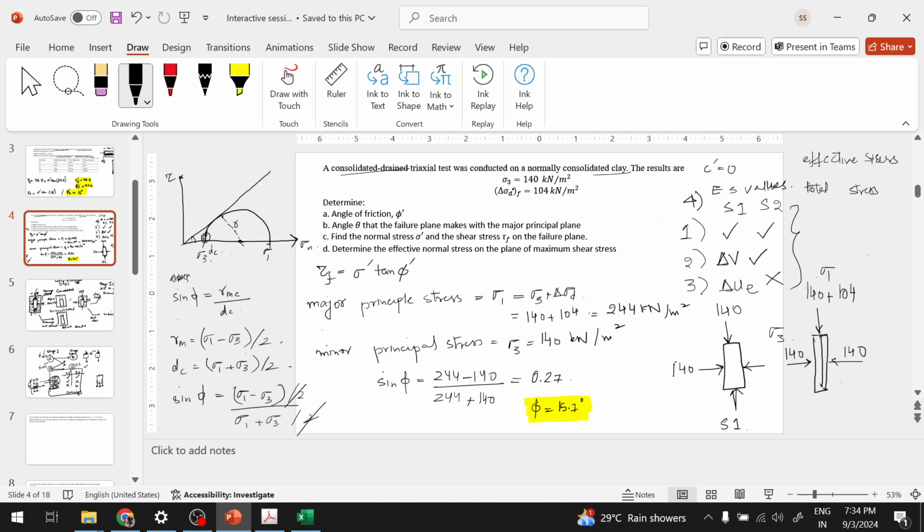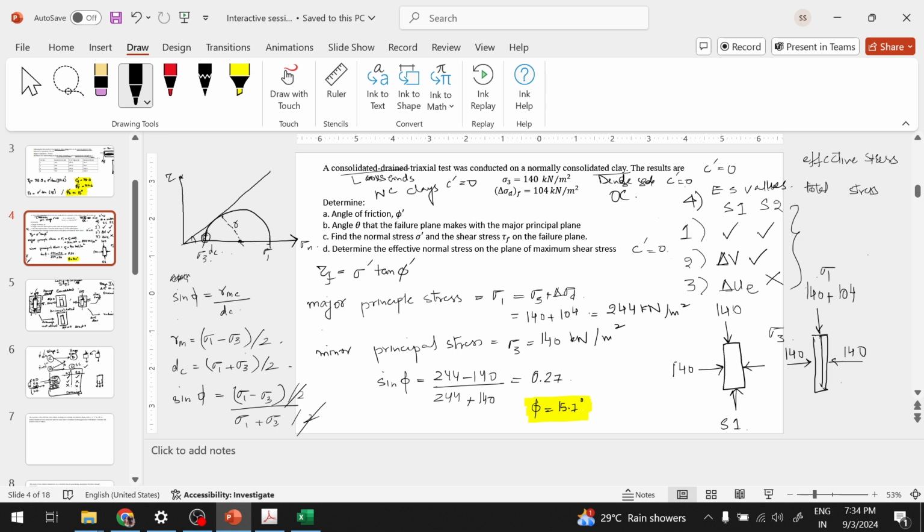Okay, and if we talk about loose sands and NC clays, they will have a c dash of 0. Dense sands or OC clays will not have a c dash equal to 0. Okay, so that is why we have taken c dash equivalent to 0 in this case.